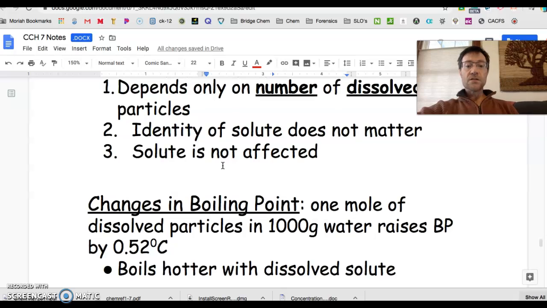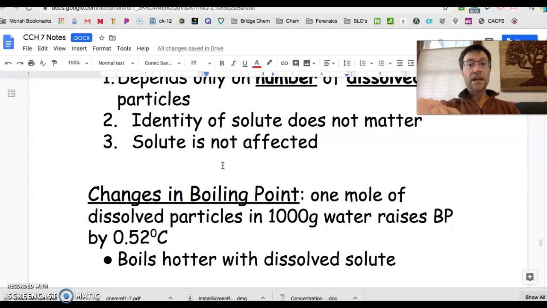All right, so here's the thing. Changes in boiling point. Like I said before, the boiling point is high, so it just gets higher. And of course, we need to measure this because that's what we do. We measure stuff. One mole of dissolved particles in a liter. You know about how much a liter is. A 2-liter bottle, half of that. That's how you buy soda. A 1-liter soda is like the super big ones. That raises the boiling point by only 0.52 degrees centigrade, which is about 1 degree Fahrenheit, which means that it boils hotter with dissolved solute.